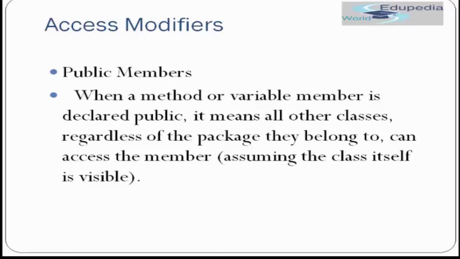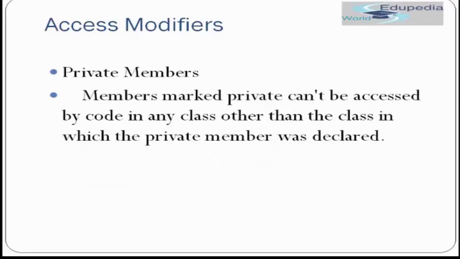The keyword to make a class or a data member or a member function public is the public keyword. So we use the public keyword and it will make that class or data member or member function public. We'll shortly see an example of this. Next access modifier is private members.